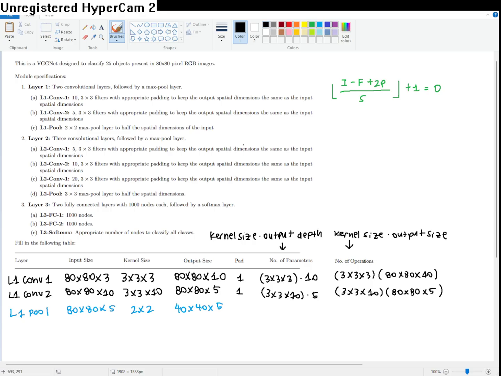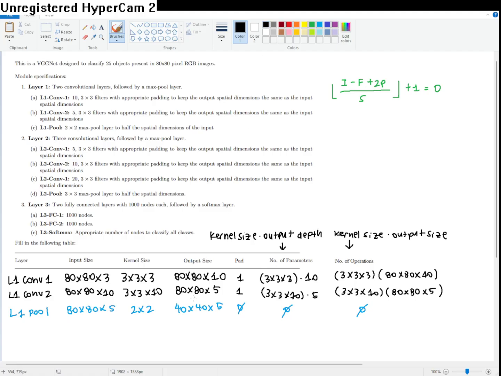The padding, let's just put nothing there. And then the number of parameters, you're just going to have no parameters, and then the number of operations, no operations. Okay. Moving on to the next layer. Oops, I should have put that in blue.